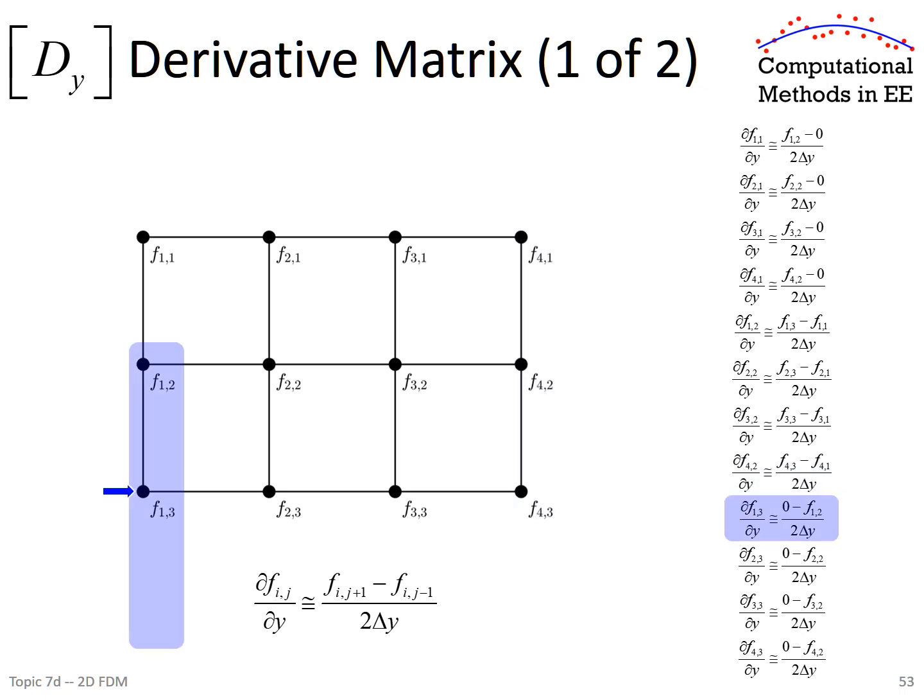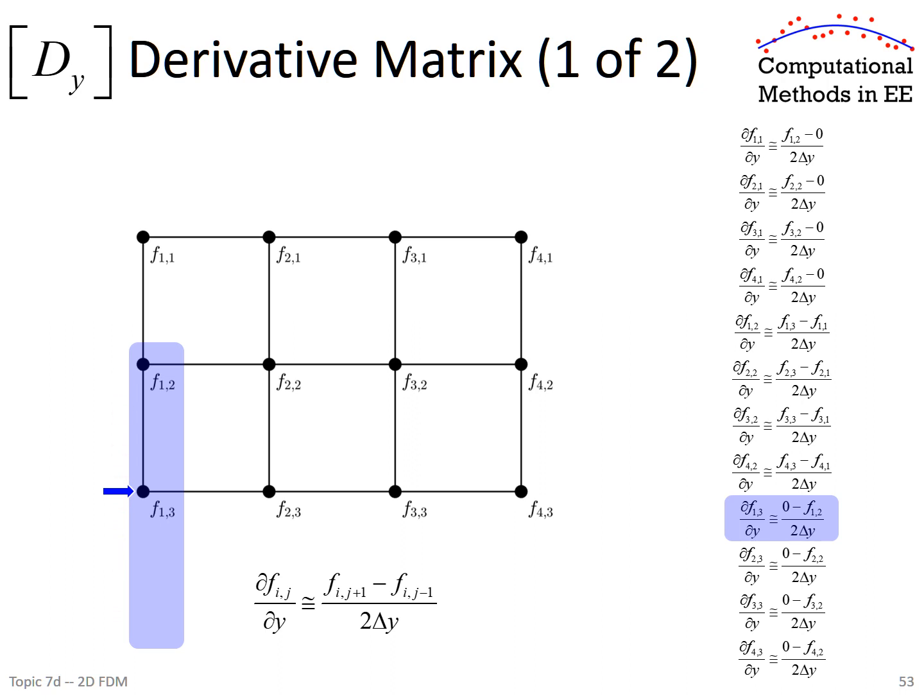Now we move to the last row. We have another boundary condition problem because now we're reaching below the grid. In this case, we would like to access F14, but that does not exist. So using Dirichlet boundary conditions, we simply put a 0 in the place of it. So we have our 0 minus F12 divided by the spacing 2 delta y.